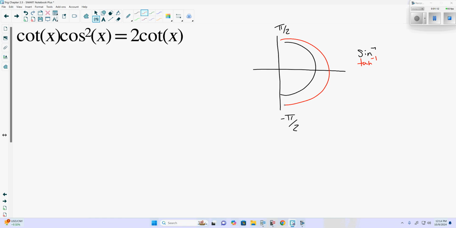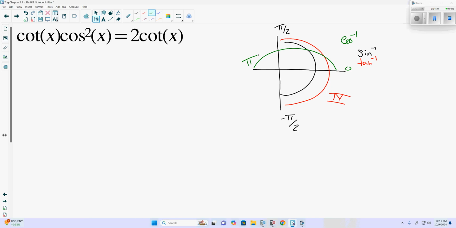tangent inverse. And for our fourth quadrant down here, for us to get an angle that we need, we have to convert it from a negative angle back to a positive angle. So that really doesn't help us much. Cosine inverse is going to be between 0 and pi, which is fine. We don't have to convert any negatives, but we do have to find the other one.